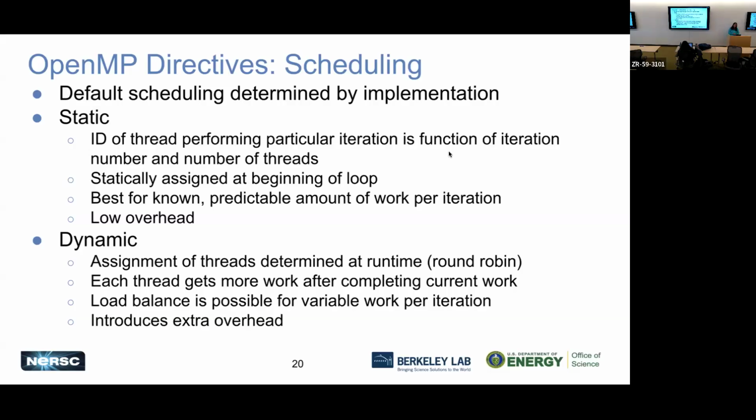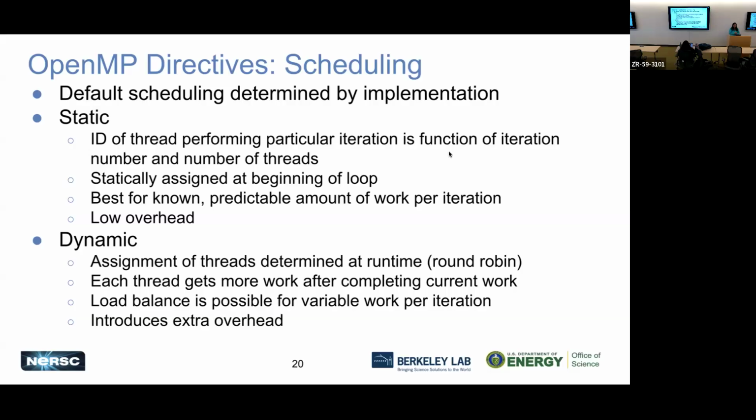The problem is sometimes your work is not even. Even if your loop seems even, the work may not be, for example if your matrix has lots of zeros. Sometimes some iterations will finish much faster. So with static scheduling, it could cause lots of load imbalance, meaning one thread finishes much faster and waits for other threads to finish.